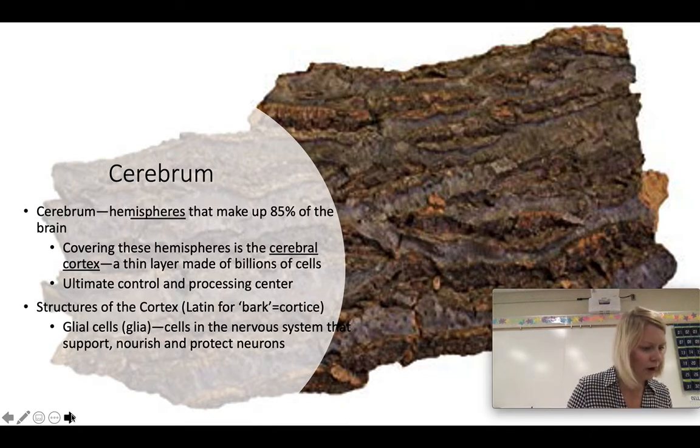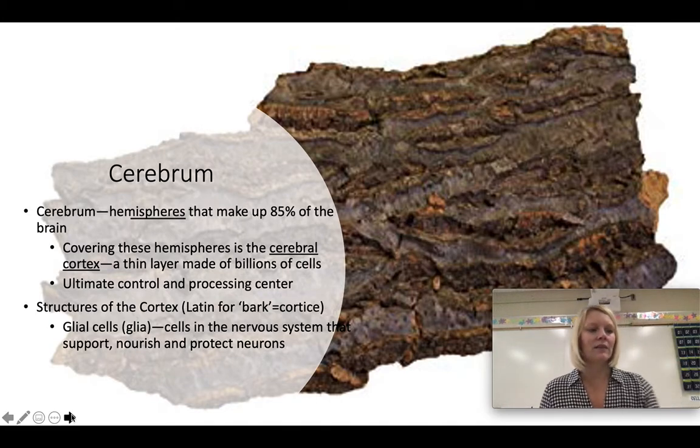So when we talk about the cerebrum, we're talking about the hemispheres that make up the majority of our brain. This is like the gray matter, if you will. But covering this hemisphere is what's called the cerebral cortex. Now, the word cortex, cortis, means bark. And so think of the cerebral cortex as like the bark of the brain, like the thin covering of the brain.